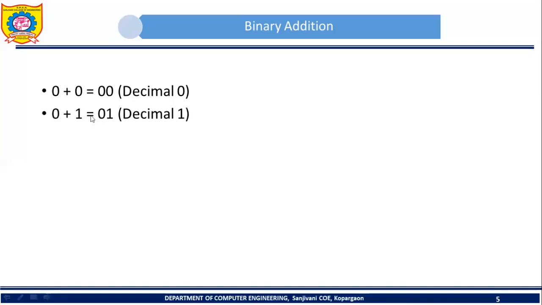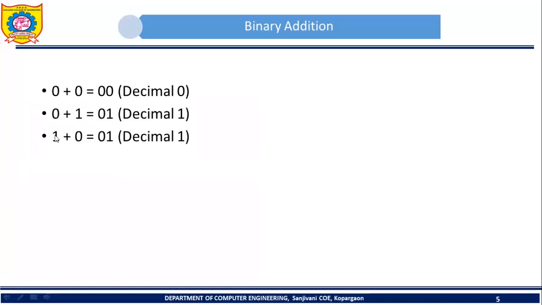Then suppose the next possibility is 0 plus 1. So if I add these two bits, then see here sum. Here this first bit can be considered as sum. So here sum will be 1 and no carry will be generated. So that's why next bit will be 0. So total result is 0 1. So 0 1 binary number, decimal equivalent is 1.